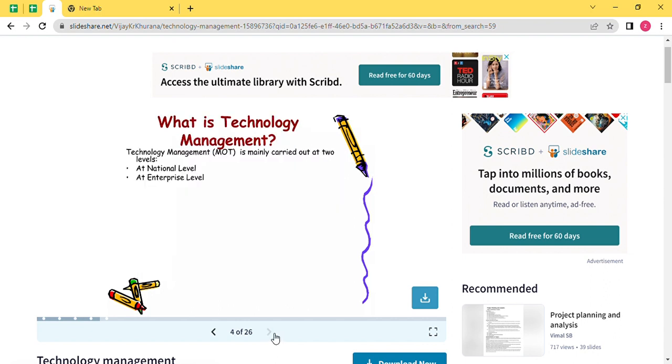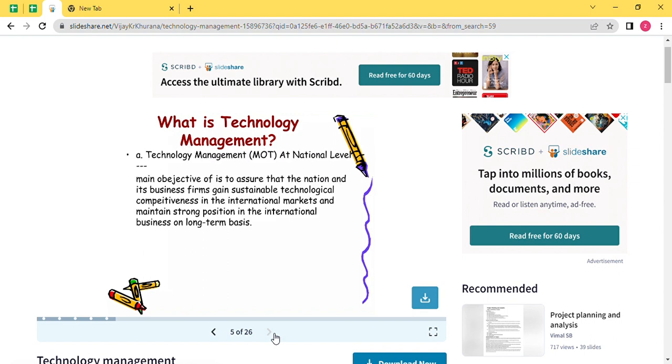What is technology management? Technology management is mainly carried out at two levels: at the national level and at the enterprise level. Technology management at the national level.